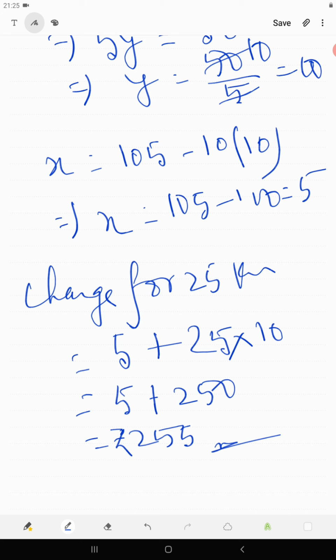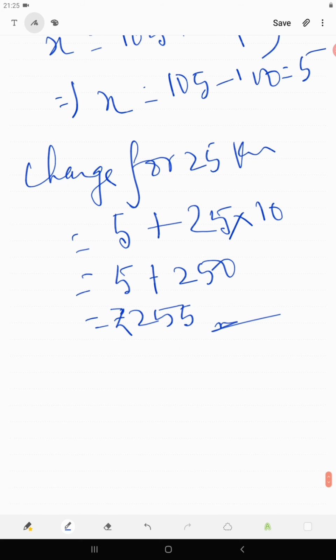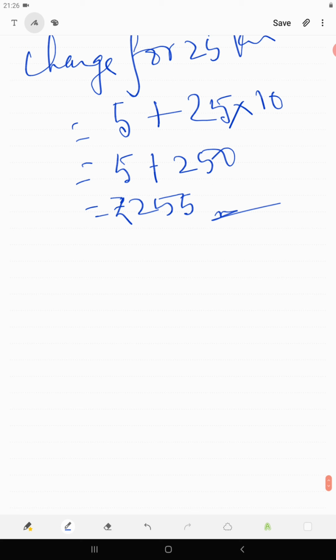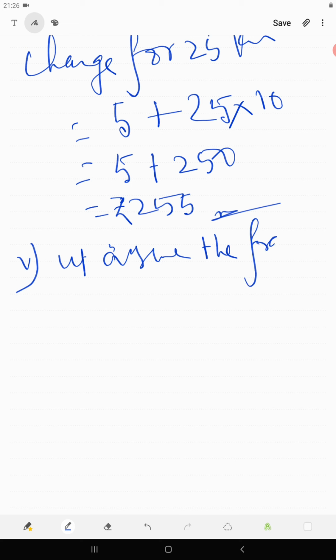Now fifth problem. Let's see the fifth. A fraction becomes 9 by 11 if 2 is added to both the numerator and the denominator. If 3 is added to both the numerator and denominator, it becomes 5 by 6. So find the fraction. Very good. Let's see. What it is telling is, we have a fraction. So let's assume the fraction to be x by y. Okay.